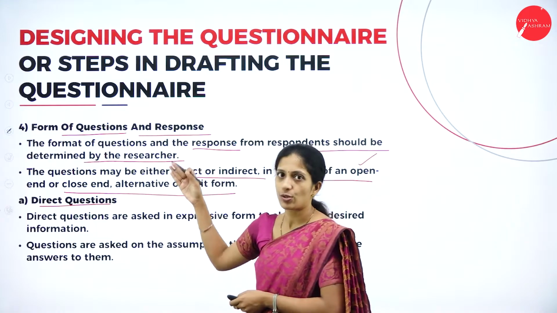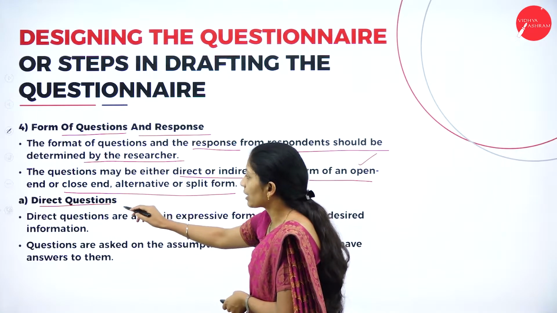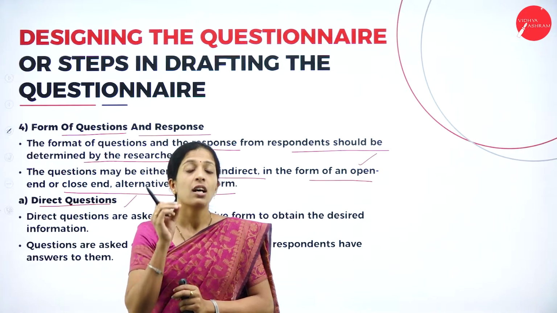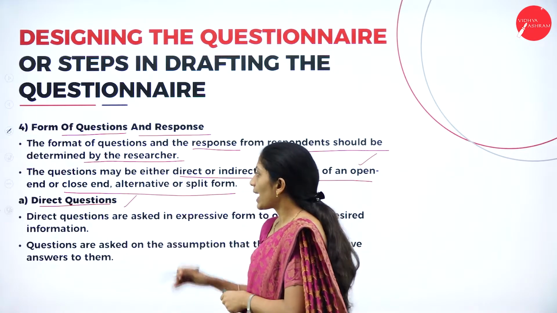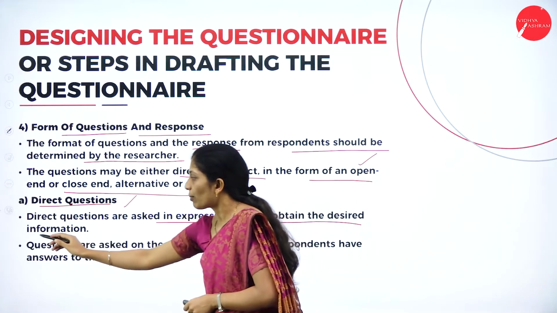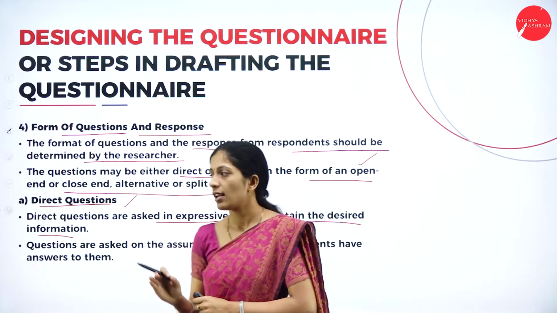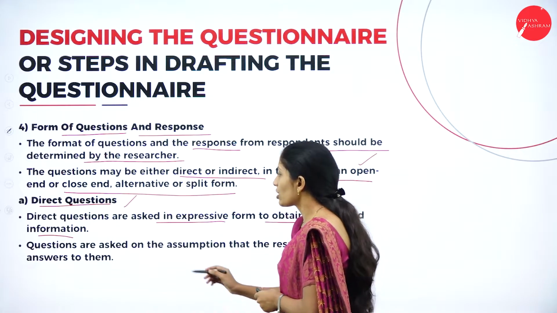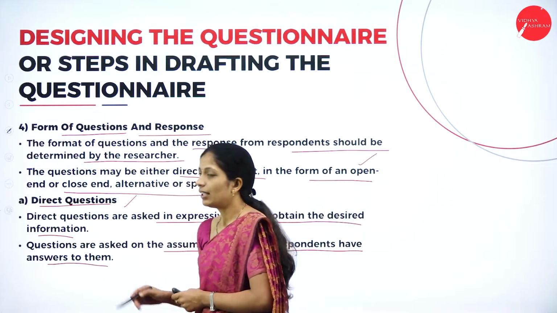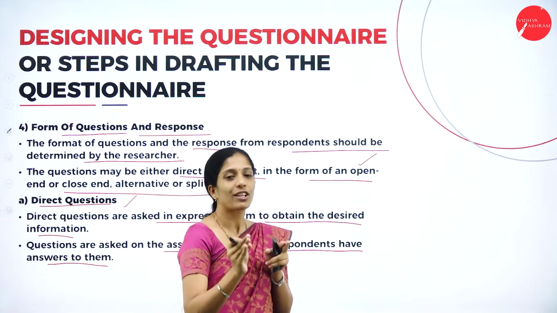It is under the form of questions, that is, what type of questions a researcher can give to the respondent. The first one is direct questions. What do you mean by direct questions? The questions which are asked directly to the respondents relating to that particular topic. Direct questions are asked in expressive form to obtain the desired information. In order to get the information, the researcher will ask the respondent direct questions. That is known as what? Direct questions. Questions are asked on the assumption that the respondents will answer them.